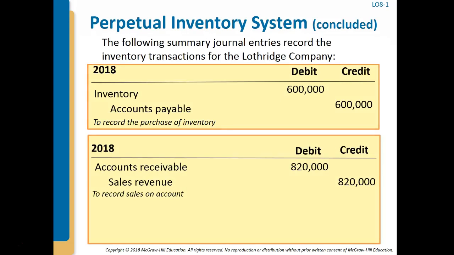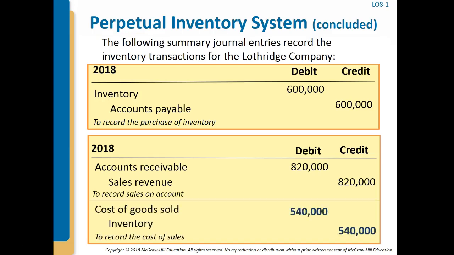So first we record the purchase of merchandise inventory for 2018 with a debit to the inventory account for $600,000 and a credit to accounts payable for the same amount because the purchase is made on account. Next, we record the sales for 2018. The sales were made on account, so we debit accounts receivable for $820,000 and we credit sales revenue for the same amount. Finally, we record the cost of goods sold with a debit to cost of goods sold for $540,000 and a credit to inventory for the same amount.